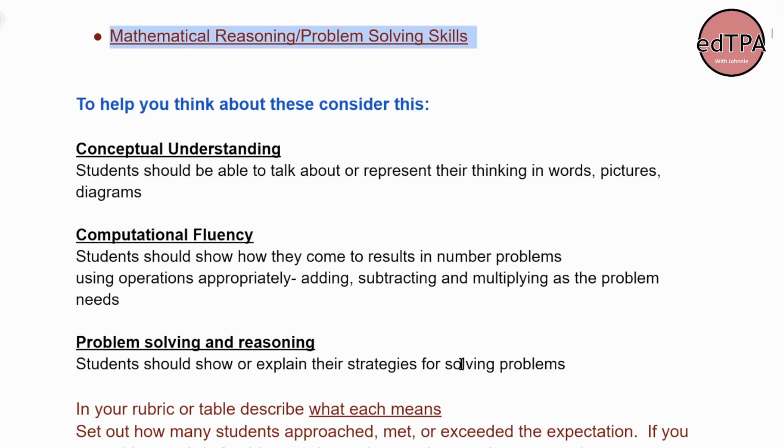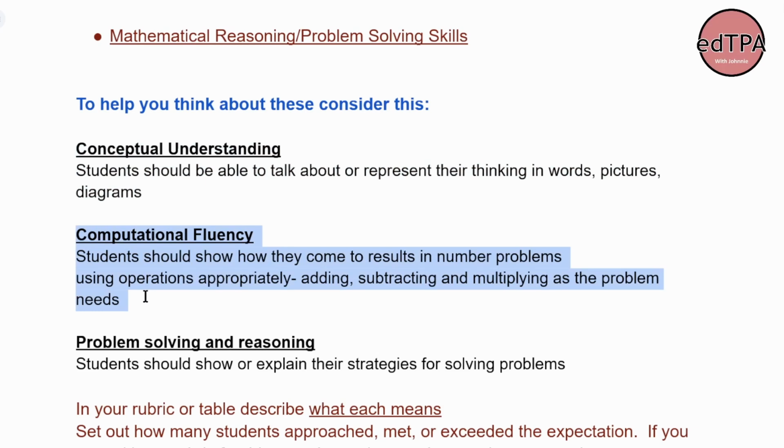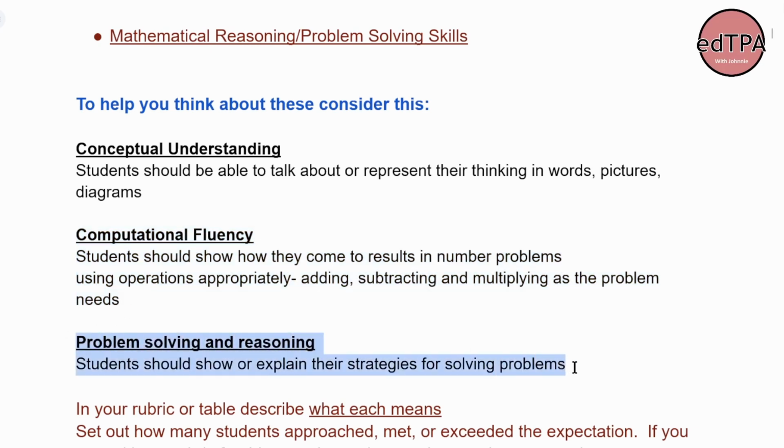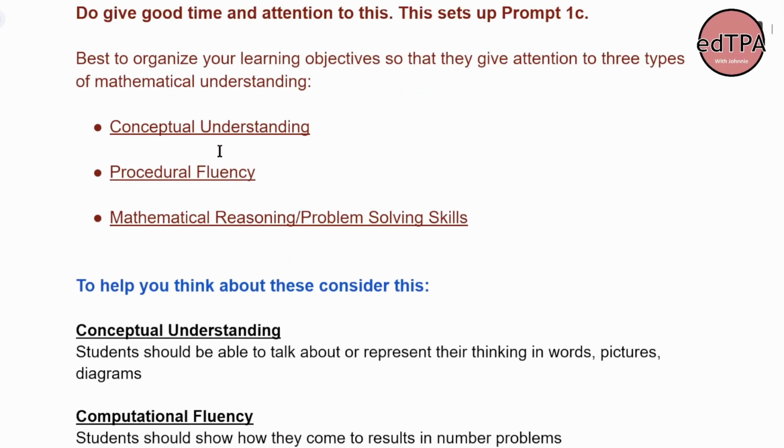So to help you think about these: conceptual understanding. Students should be able to talk about or represent their thinking in words, pictures, and diagrams. These are the ideas in the math. Computational fluency. Students should show how they come to results in number problems using operations appropriately, adding, subtracting, and multiplying as the problem needs. And then problem solving and reasoning. Students should show or explain their strategies for solving problems. So this one's about the ideas, this is about the numbers, this is about strategies. And so we need to hold on to these 3 as the core focus of this task.